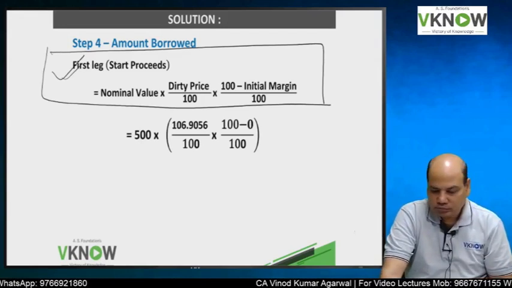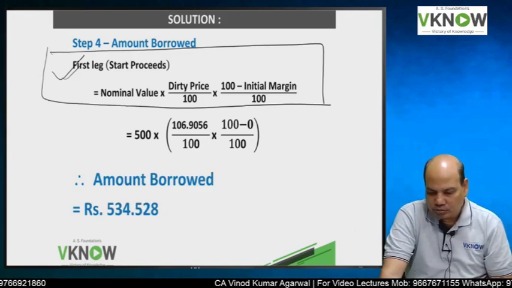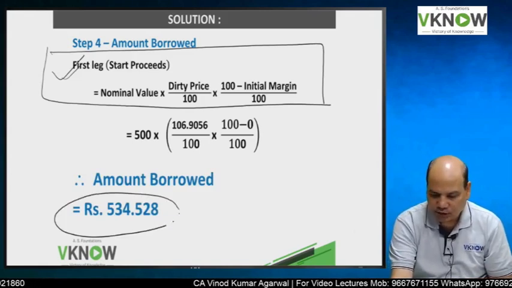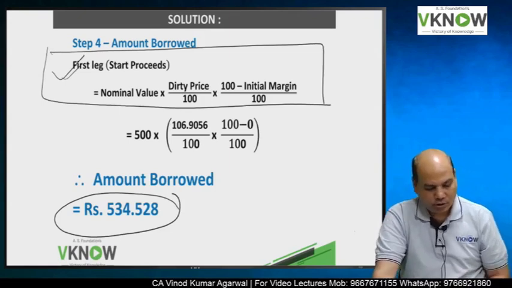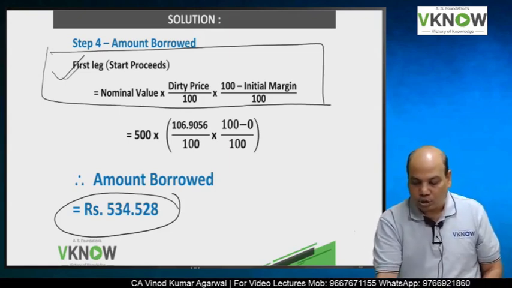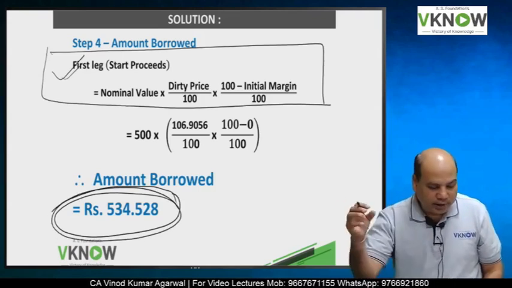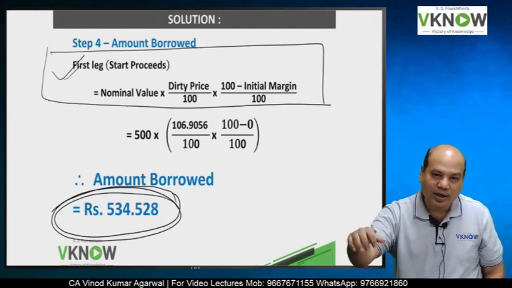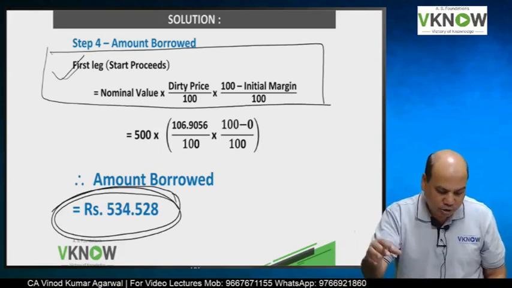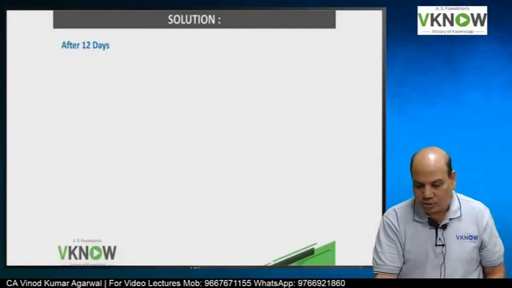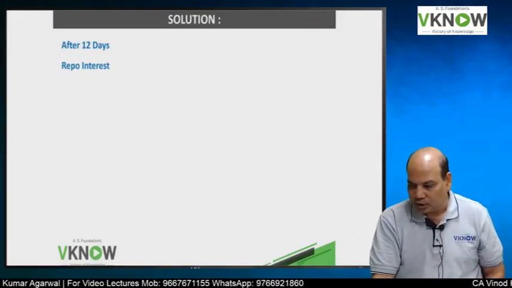Anybody got the answer? So the amount borrowed will be equal to, write down this answer, 534.528. You are getting that? Right, this is the amount you have borrowed. And on this amount, you will pay interest for 12 days at 8%. So write down below, after 12 days, repo interest.